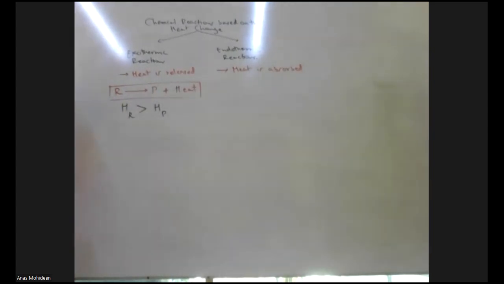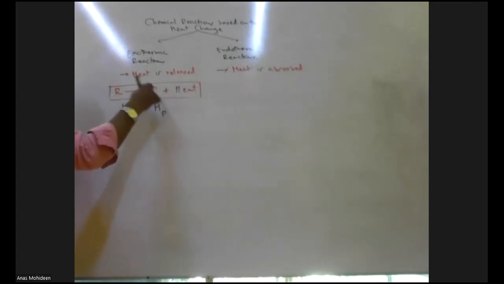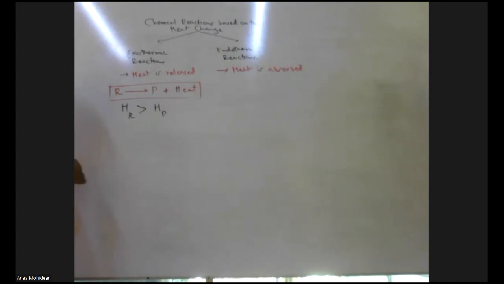The reactant's heat will be more. I got 1000 joules, releasing 200, I become product with only 800. So the product should be less. Is that clear?